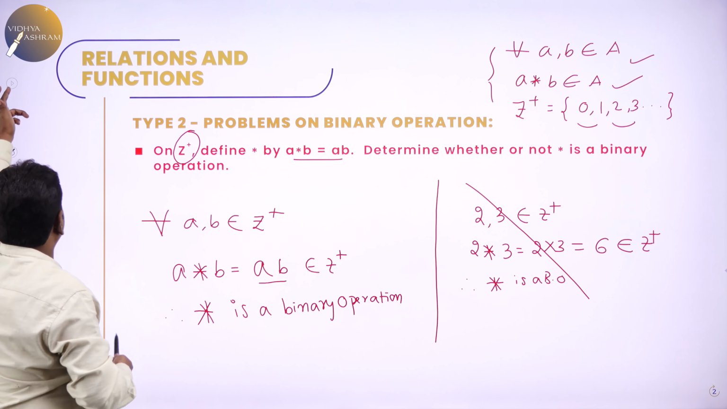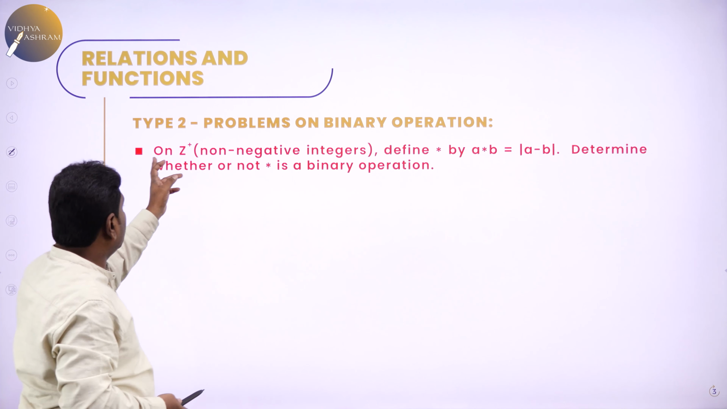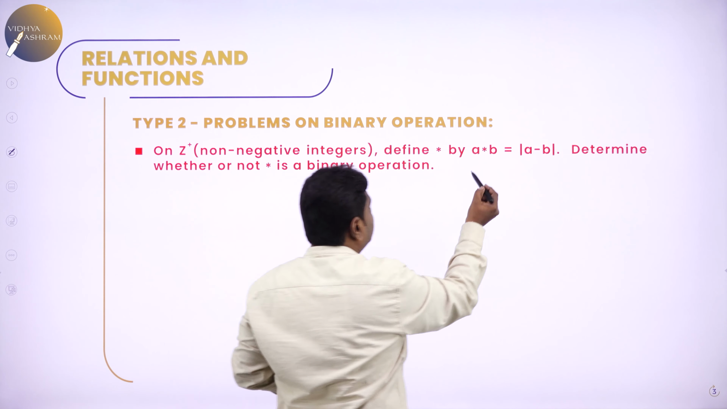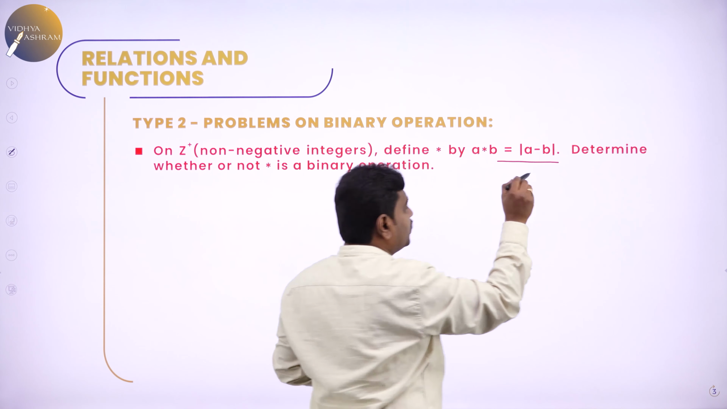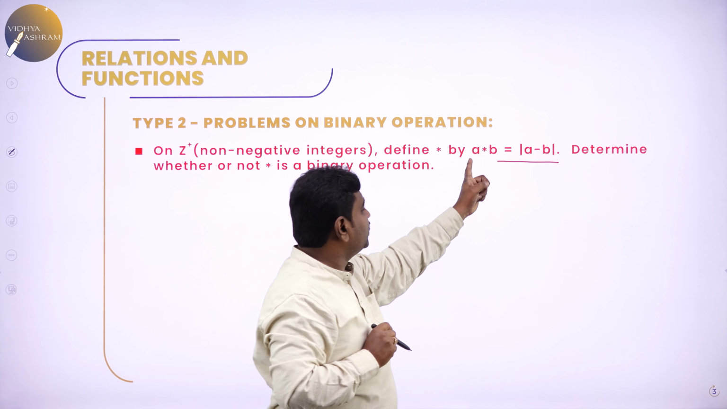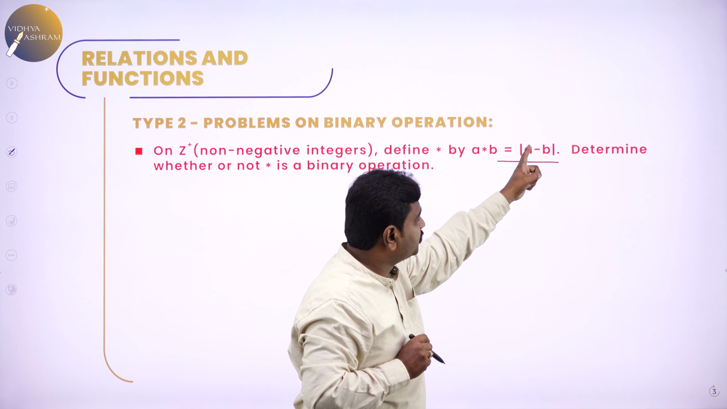Now we will go ahead with the next problem on Z plus, non-negative integers, defined by A star B. They give A star B is modulus of A minus B. A star B is modulus of A minus B, means first element star second element is modulus of first minus second.